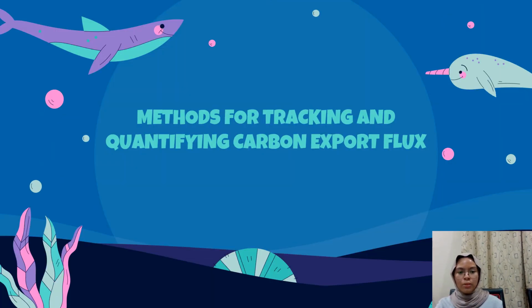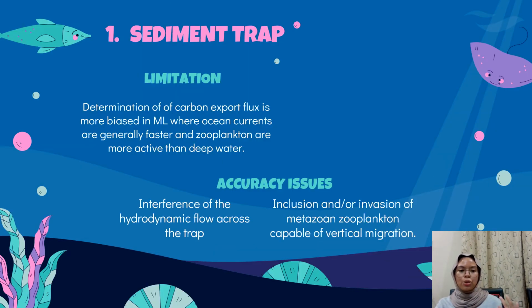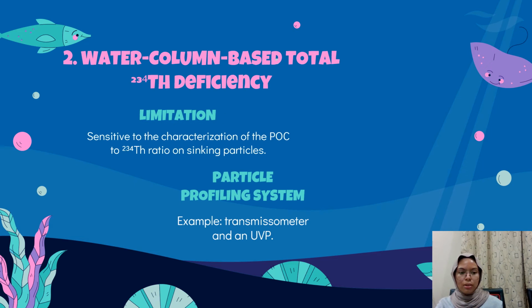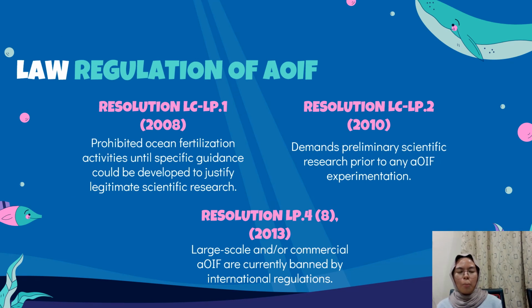One of the methods for tracking and quantifying carbon export flux before is through the sediment trap, and then there is the water column based thorium deficiency. There are also some law regulations for artificial ocean iron fertilization that have been held.